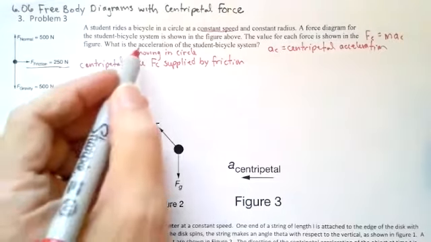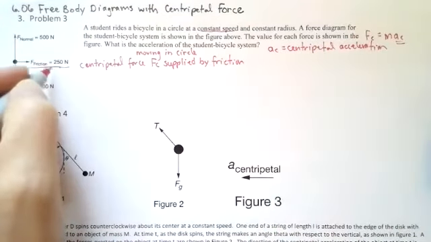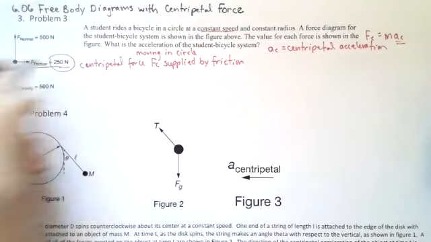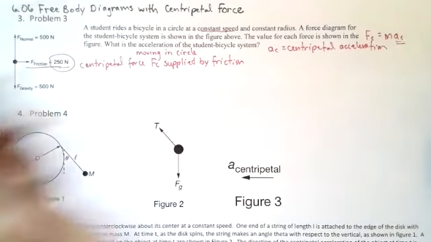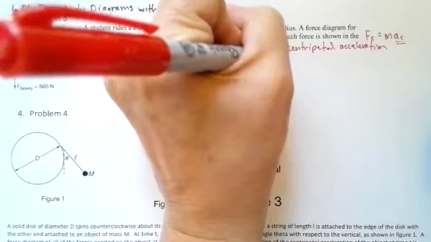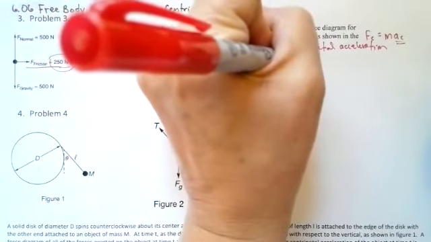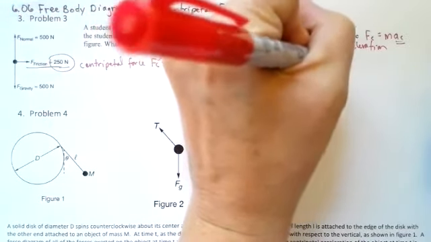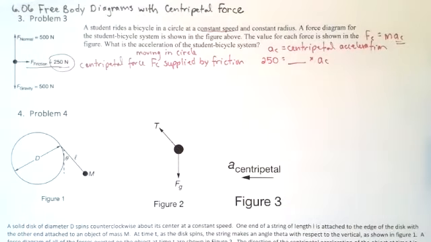So what they want to know is, what is this? They want us to solve for AC. Well, we know that our centripetal force is 250 newtons. So we've got 250 newtons is equal to mass times AC, and we're solving for AC. Well, they didn't give us mass. Take a second and pause the video if you need to and see if you can figure out where mass is going to come from.